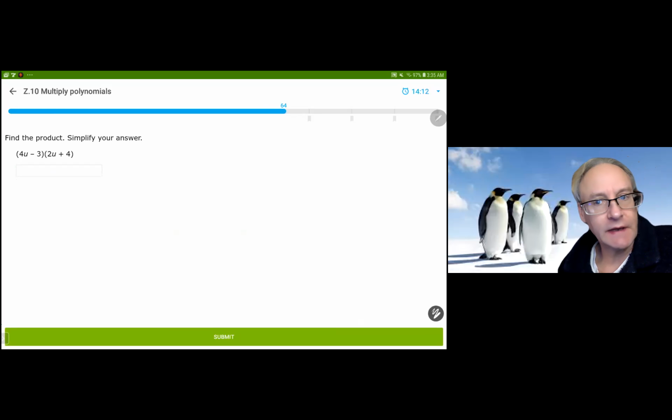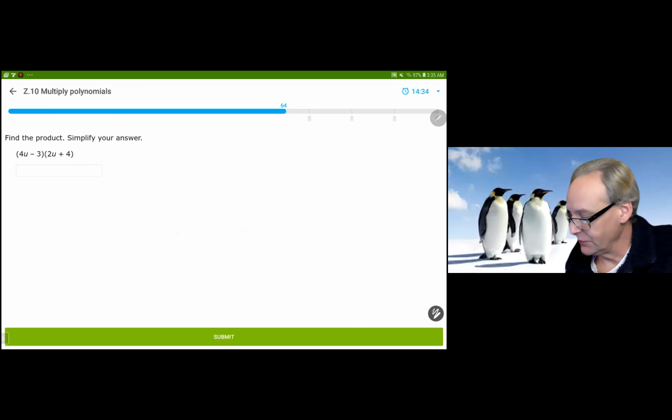This one is a FOIL situation, but don't use the FOIL acronym. Again, think about stacking them. You might like that better, but even if they're written like that, you can still hopefully multiply the outer pair and get the 16u and the inner pair and get the minus 6u and add that together in your head.